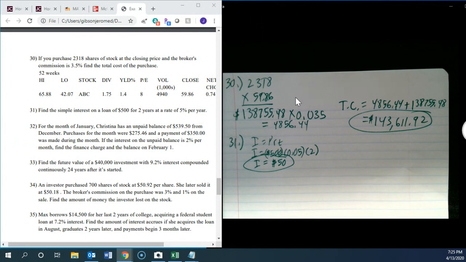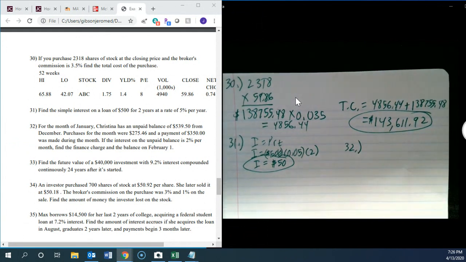Okay, now we go to problem 32. It says for the month of January, Christina has an unpaid balance of $539.50 from December. Purchases for the month were $275.46, and a payment of $350 was made during the month. If the interest on the unpaid balance is 2% per month, find the finance charge and the balance on February 1st. Okay, so this is what we would need to do.